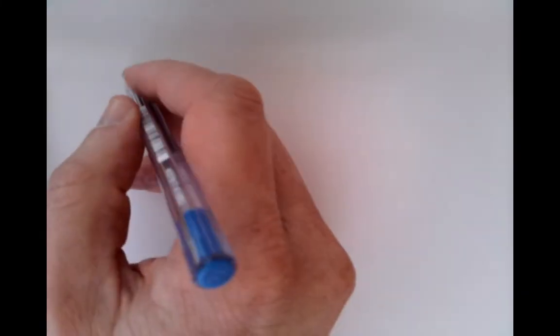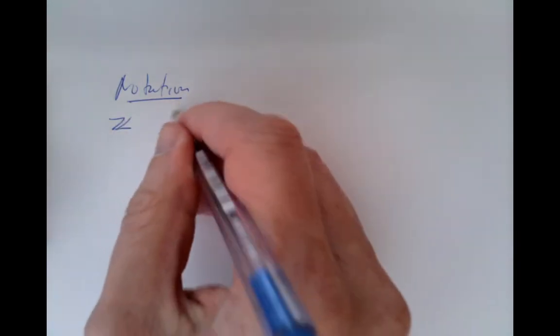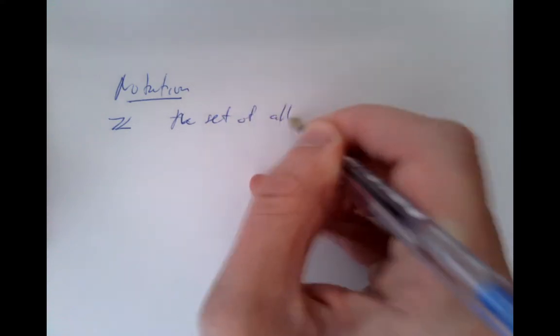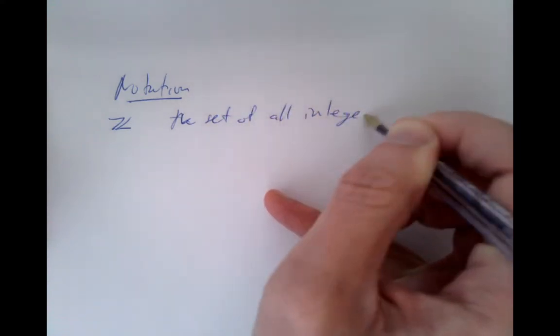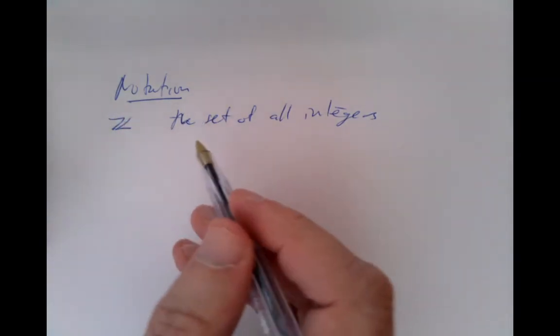Let's think about how to produce some notation for the various sets that we've been talking about over and over again. It's traditional to write Z with a double bar through it for the set of all integers. So Z is not an integer, it's the collection of all integers, all put together, not a book, but a library.